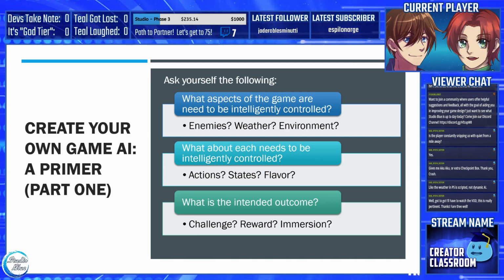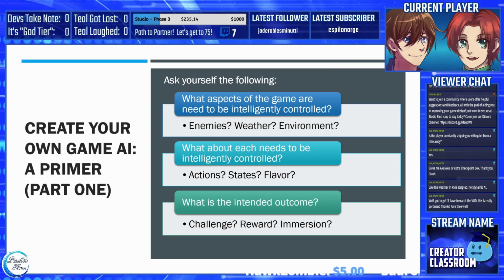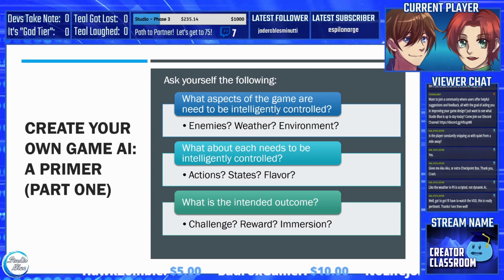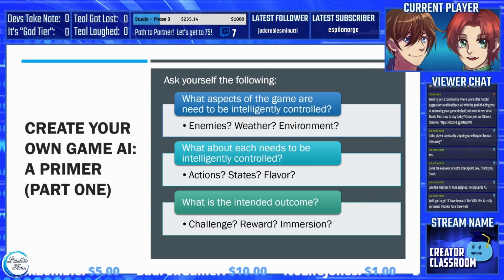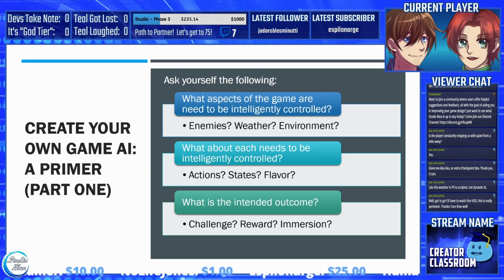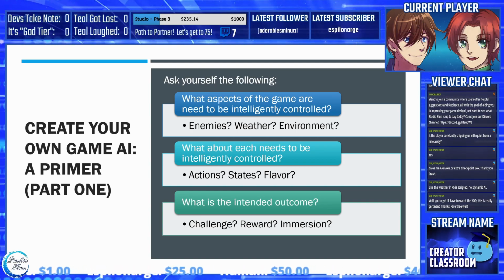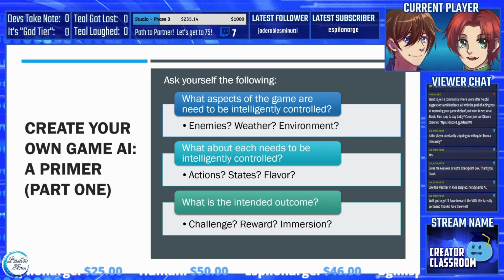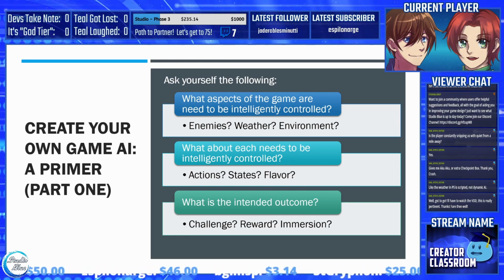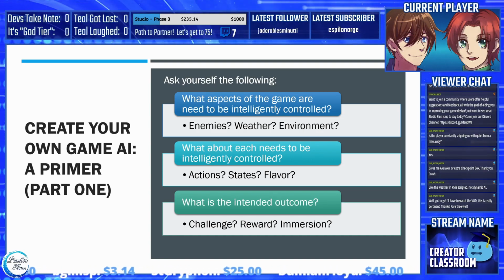And then finally, what is the intended outcome? What are you attempting with this system? Are you trying to increase or decrease the challenge, mitigate it? Are you trying to give rewards to the players for their actions? Are you trying to increase their immersion? So you need to ask yourself, for each of the aspects, what needs to be intelligently controlled, and what is the final outcome. Write those down for everything, and you're going to find that you have a pretty big list, because it's going to move us on to the second part of the primer.